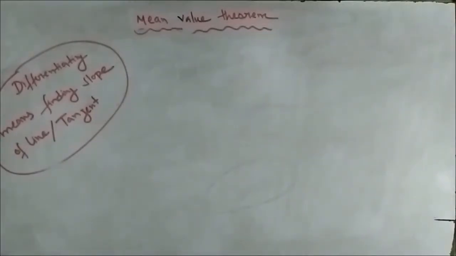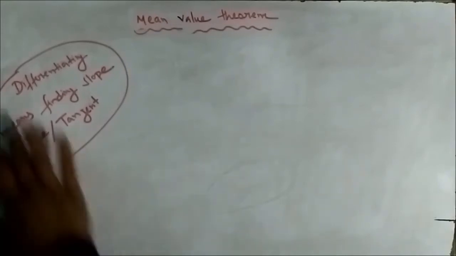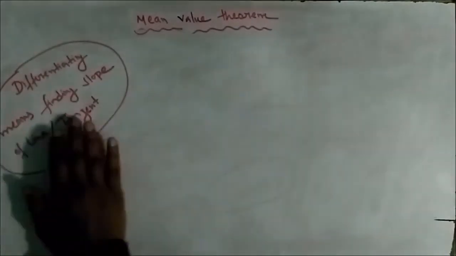In the earlier videos, we have learned the concept of slope, how to calculate the slope of a given line, and we have also learned how to use the differentiation method in order to find the slope of any tangent of any curve. So let us define the term differentiation in terms of slope. We may write that differentiating means finding the slope of any line or tangent.